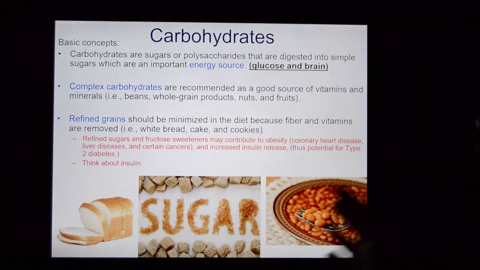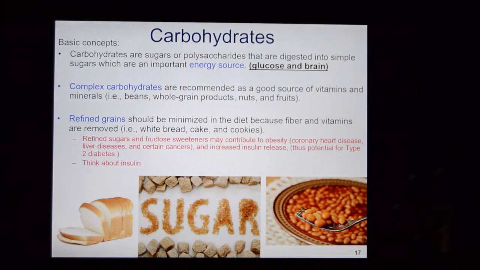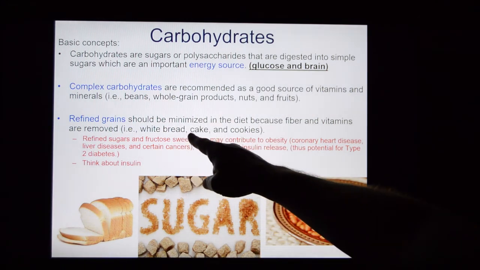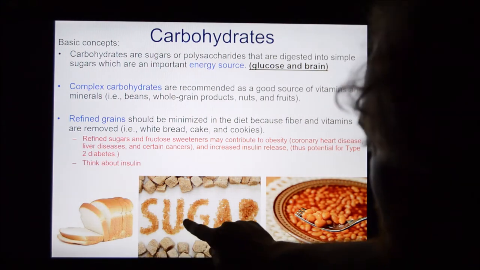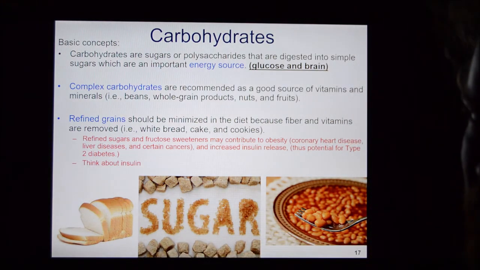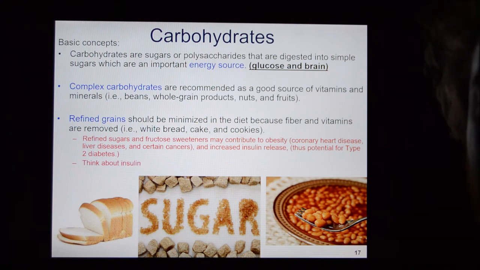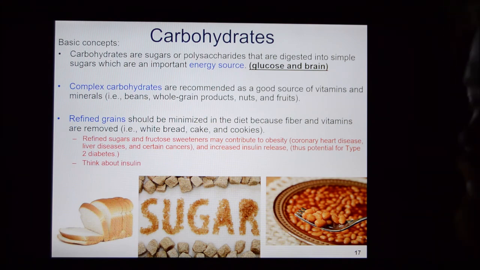All the fiber and what have you that would have been inside there, all the vitamins, are removed through the refining process. So this is basically the same as this. It's the same stuff. Again, you drink a Dr Pepper, might as well be drinking spoonfuls of sugar. You eat a piece of white bread, might as well be eating spoonfuls of sugar. Eat a honey bun, spoonfuls of sugar. It's all the same thing.